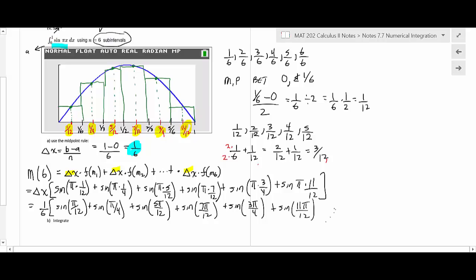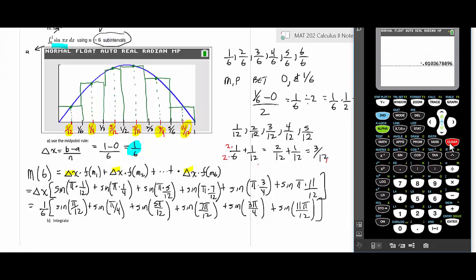Okay, so let's go ahead and let me get my calculator out. And what I'm going to do is I'm just going to do this. You want to be in radian mode. Then I'm just going to do all this in one kind of key step. I'm going to do what's in the brackets. So I'm going to go sine of pi over 12, like that. And I'm going to go sine of pi over 4. And sine of 5 pi over 12.